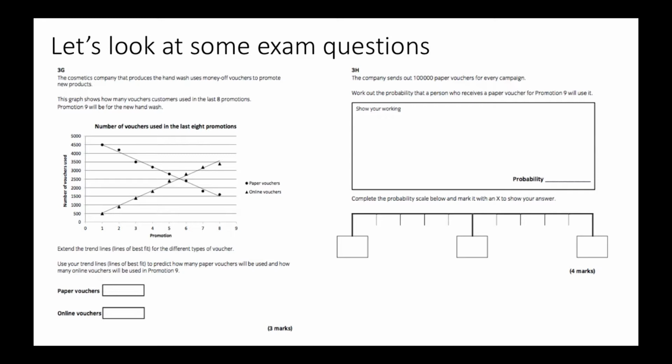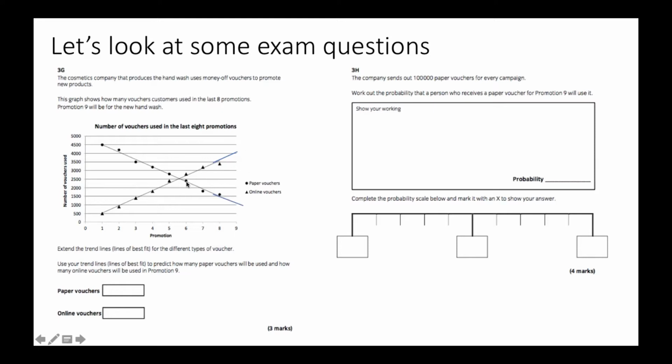Extend the trend lines, the lines of best fit, for the different types of voucher. Use your trend lines to predict how many paper vouchers will be used and how many online vouchers will be used in promotion 9. So already that's a lot of information, and it's not really a probability question yet. So first of all, I'm going to extend each line as straight as I can. Okay, now obviously you'd have this on paper and use a ruler.